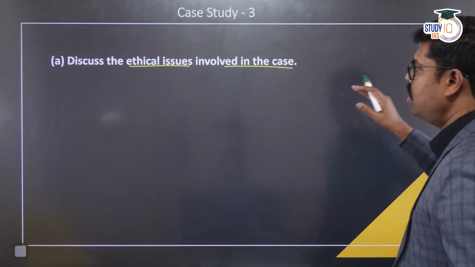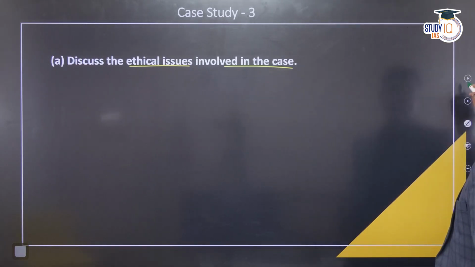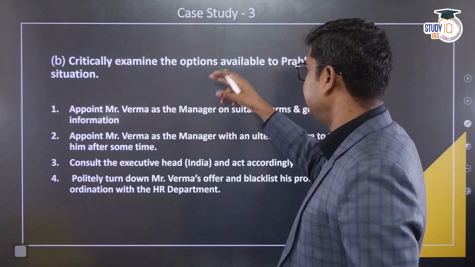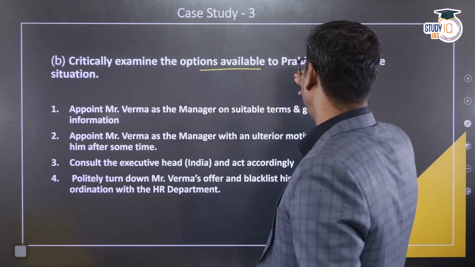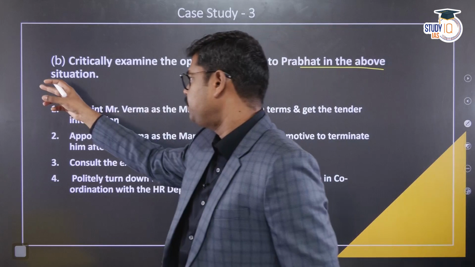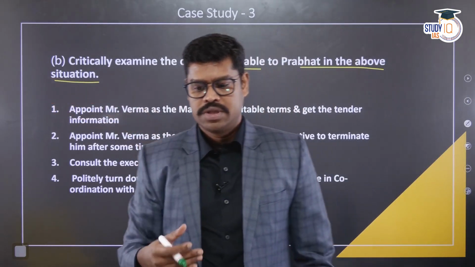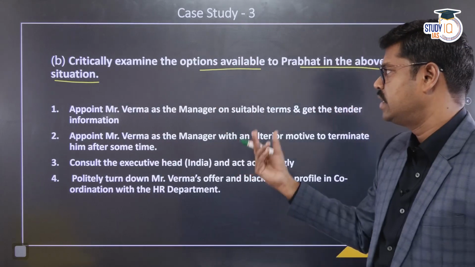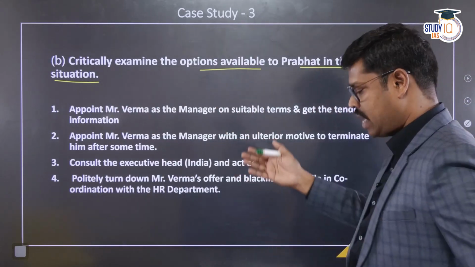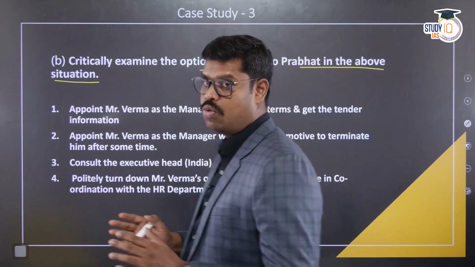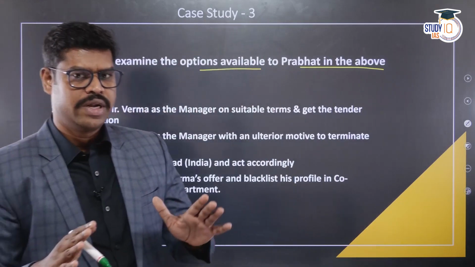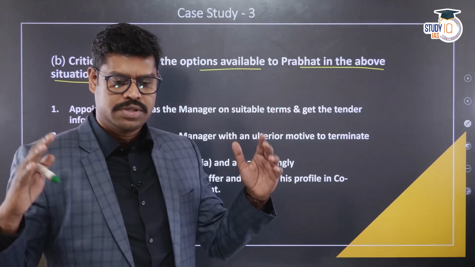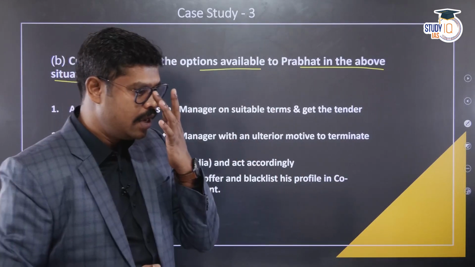So, now let us move on. These are the ethical issues in my opinion. Now, the next part of the question is: critically examine the options available to Prabhat in the above situation. You can come out with 3-4 options, and you can also make an assessment of these options. That is what is expected in this particular case. I have just put down a few options, but I do not want the students to restrict themselves only to this. You can think of more options also. Probably you can come out with better options also, because the way we process the information can be different.